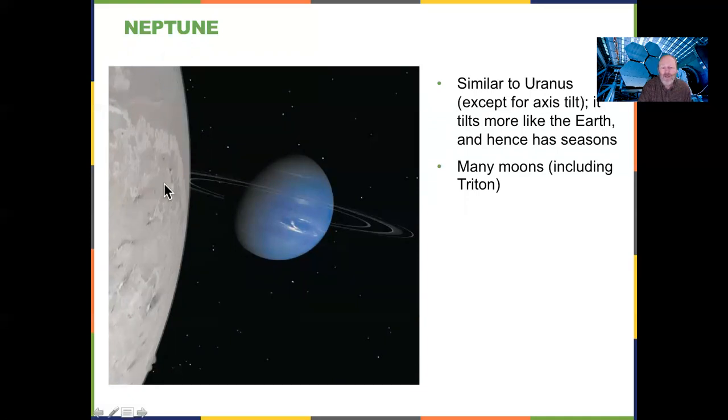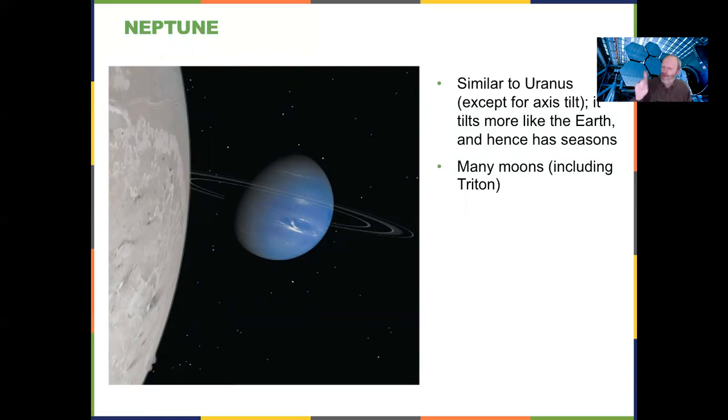Triton is an interesting one though, because it's going in the opposite direction of everything else. So we call that a retrograde motion. It's going in the wrong way. That tells us it was captured from somewhere else. That's part of how we can understand where it comes from. And the thing about Triton is it is either spiraling in, so someday it'll become lunch, or it's spiraling out and it'll be slingshotted out. We haven't figured out which yet.